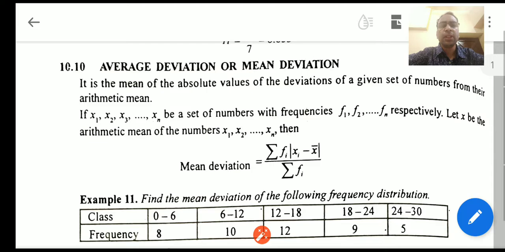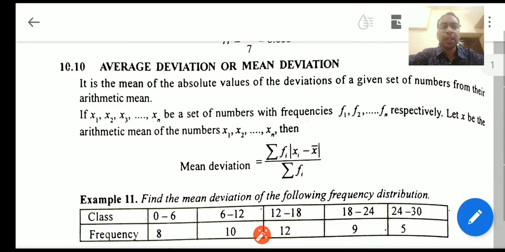In this lecture, we'll study the average deviation, or mean deviation. So let's see what we mean by the average deviation. Basically, average deviation is the mean of the absolute values of the deviations of a given set of numbers from the arithmetic mean. By the formula, you can see that the mean deviation is basically the deviation between the values and the mean, and this is actually another average.